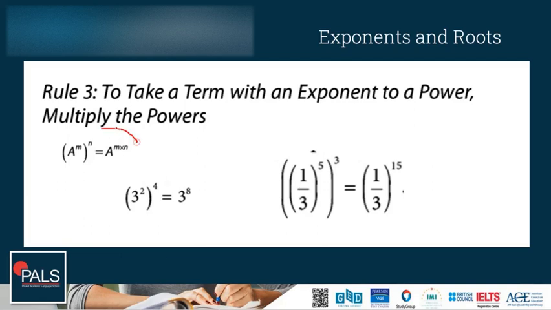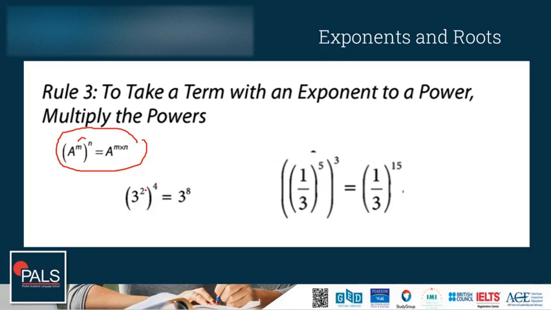Okay, let's see the definition. So, a to the power of m, to the power of n. In this case, we multiply the exponents. So, m times n: a to the power of m times n. Okay, let's look at the example.